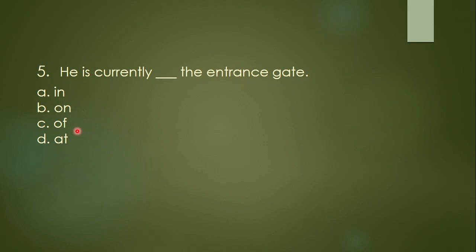In, on, off, at. Just check it out. He is currently in the entrance gate. Is it right? Just imagine in. What is the position? No, in is wrong. On. He is currently on the entrance gate. He is not a crow. He is not any bird, right? No, on is wrong. C, he is currently off the entrance gate. No, it sounds odd, right? It is not right. Last one, at. He is currently at the entrance gate. Yes, the entrance gate is a point, a place. Yes, exactly. The right answer is at.